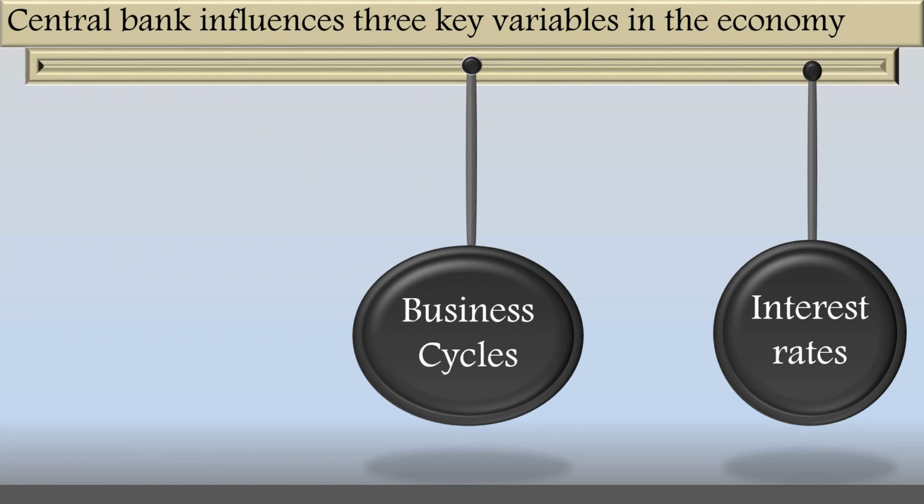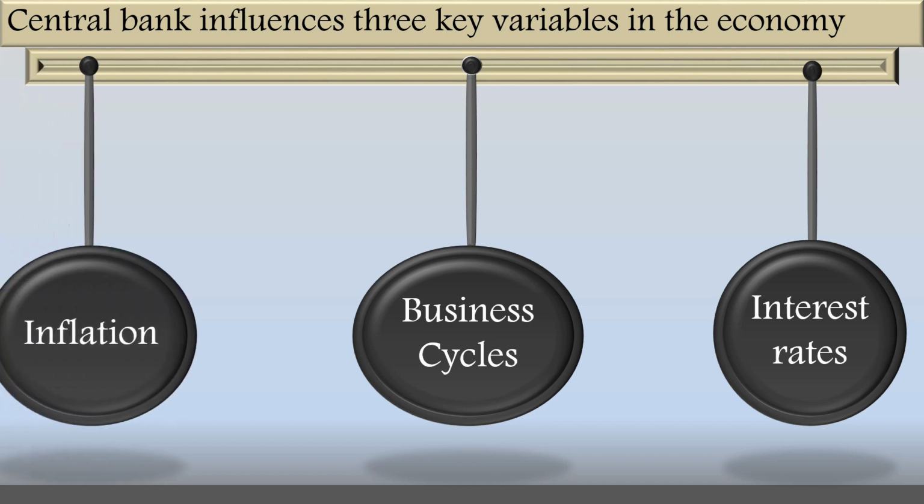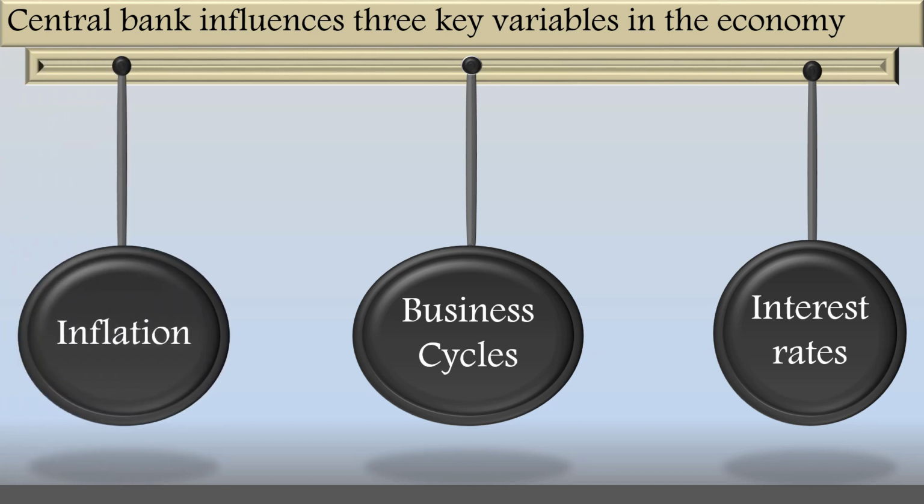Number second is the business cycle. A business cycle means the economy is experiencing strong economic growth. Number third is the inflation. Inflation is a sustained rise in the average prices for goods and services of an economy. When a central bank increases the money supply, it can create inflation. Or when a central bank decreases the money supply, it can reduce the inflation rate.